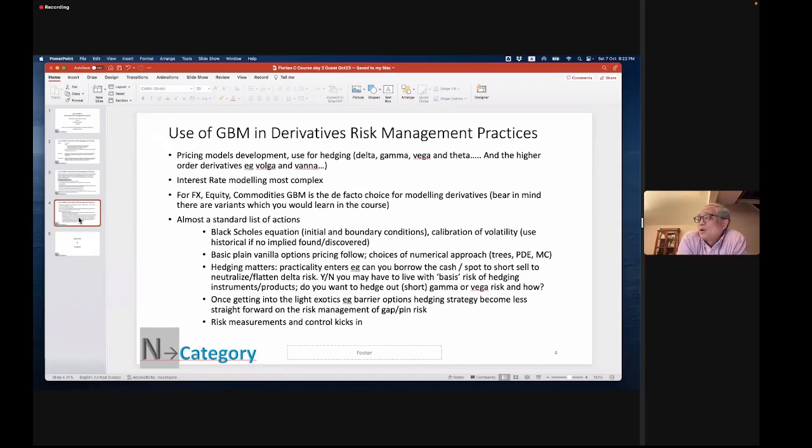And so I'll just list down the list of standard items. You have the Black-Scholes equation, initial and boundary conditions, you have to calibrate volatility, and then the numerical approach can be analytic, semi-analytic, trees, binomial, trinomial, or PDE. But I can tell you, starting probably 15, 20 years ago, if you have a portfolio of derivatives, a serious portfolio, the only method you use is probably Monte Carlo simulation.